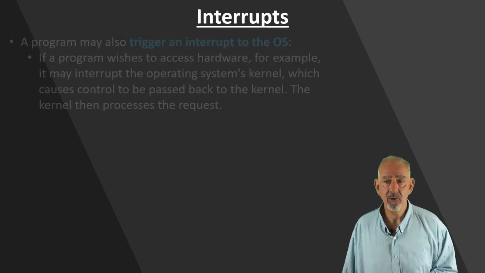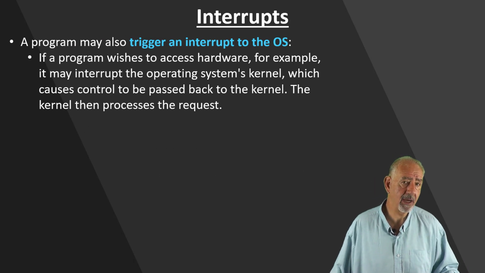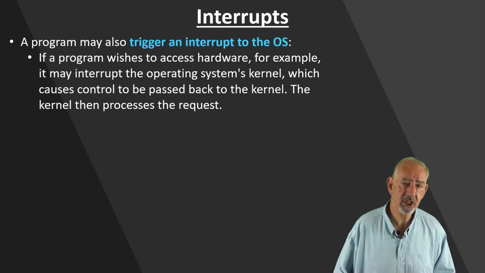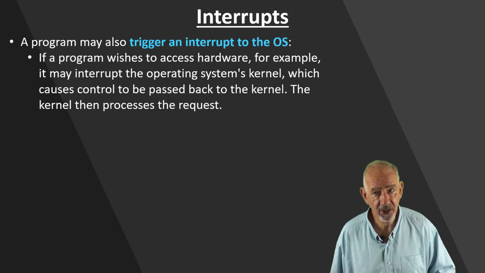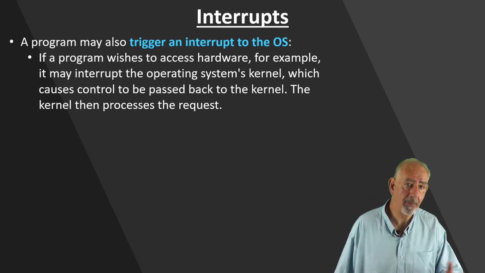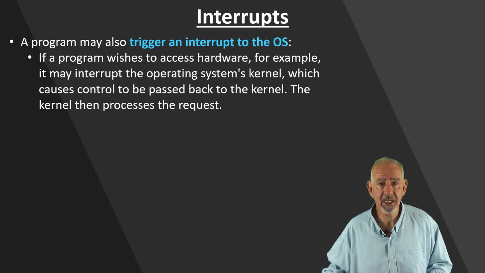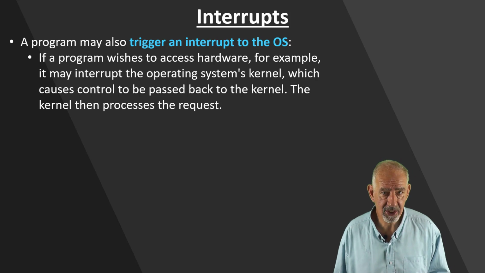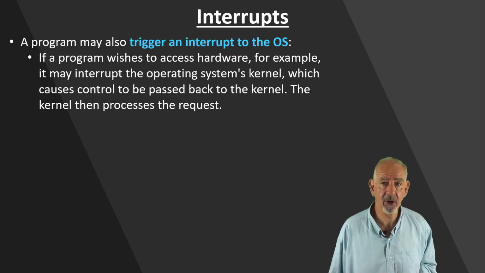A program may also trigger an interrupt to an operating system. As we spoke about earlier, if I click a button, I'm interrupting the program because I'm making a choice. I'm asking to do something. So if a program wishes to access hardware, for example, it might interrupt the operating system's kernel, which causes control to be passed back to the kernel, and then the kernel processes that particular request. So it's doing quite a lot of jobs, and interrupts are a key part of what's going on in a computer.